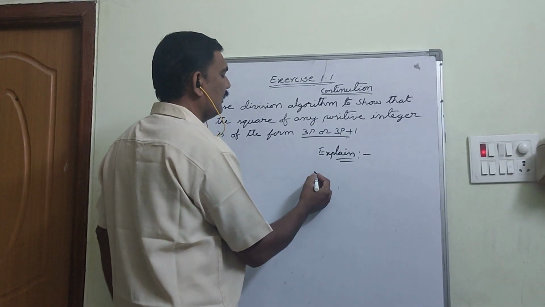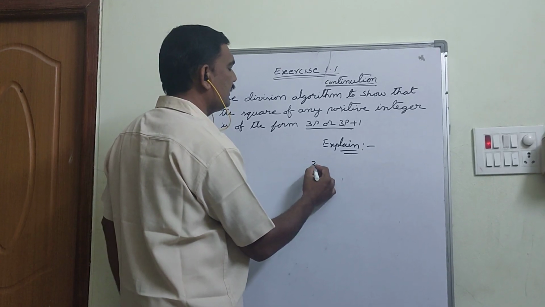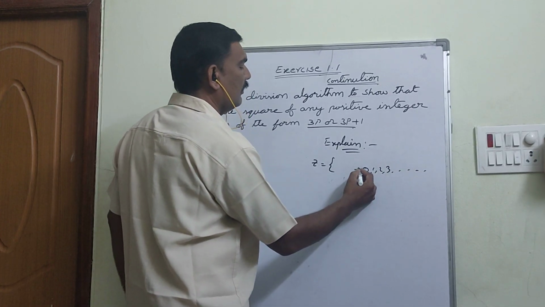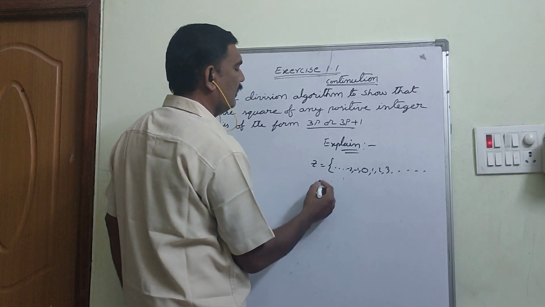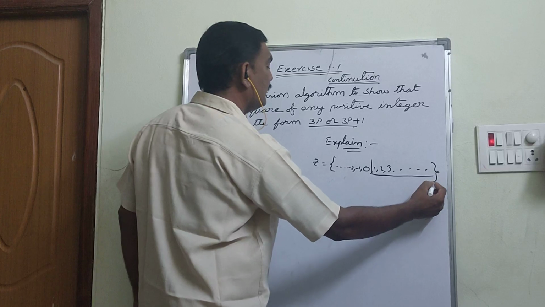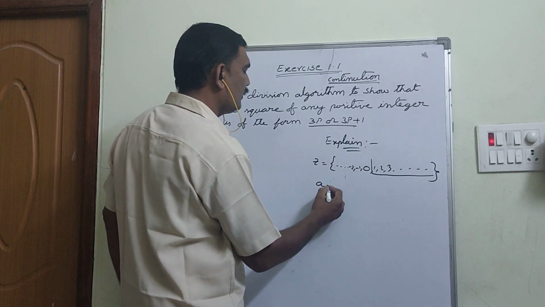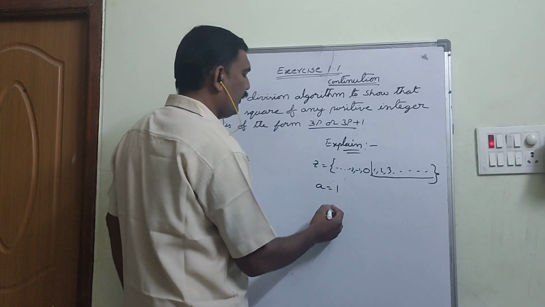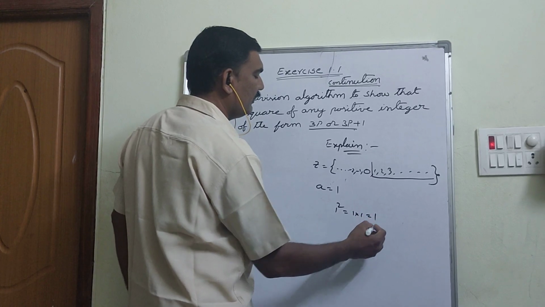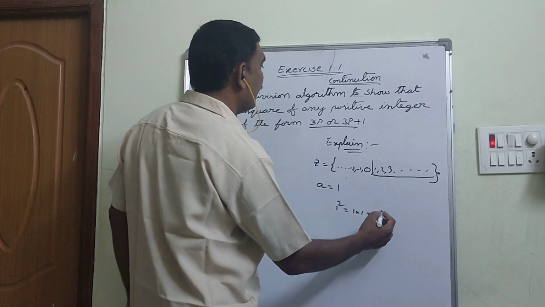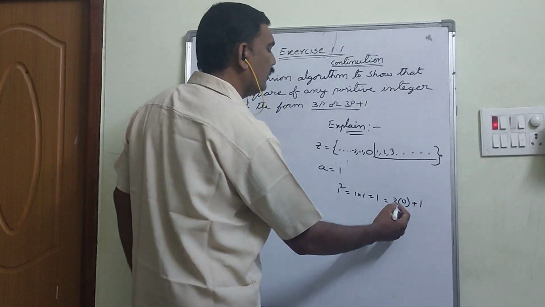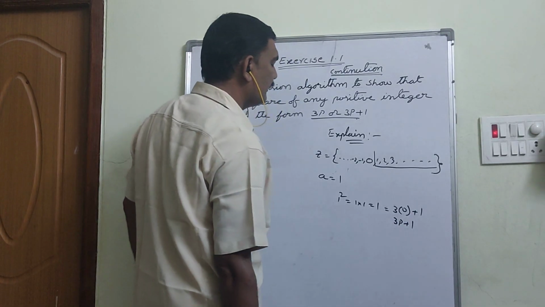So first I'll explain about this one. If you take any positive integer, integers will be 0, 1, 2, 3, etc., and minus 1, minus 2, etc. Positive integers will be from 1, 2, 3, etc. onwards. So we are taking one positive integer as 1. If you do squaring, it becomes 1 square, which is 1 into 1, that is 1. 1 can be written as 3 into 0 plus 1. So it is of the form 3p plus 1.